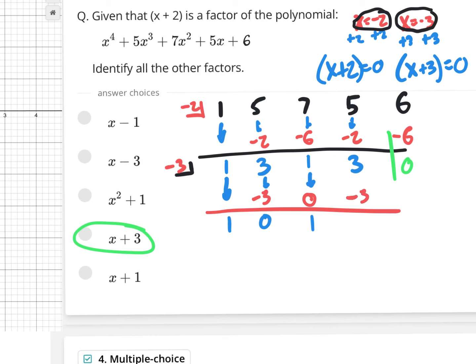And once again, I am happy that my remainder, my output, is 0. That means I did everything correctly. So I have these numbers, and this is my depressed polynomial, which is now an x squared plus 0x plus 1. So I am good with solving quadratics.